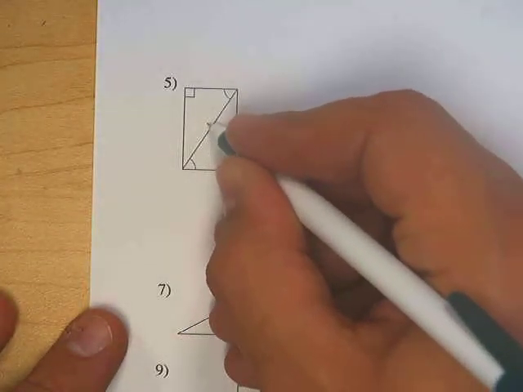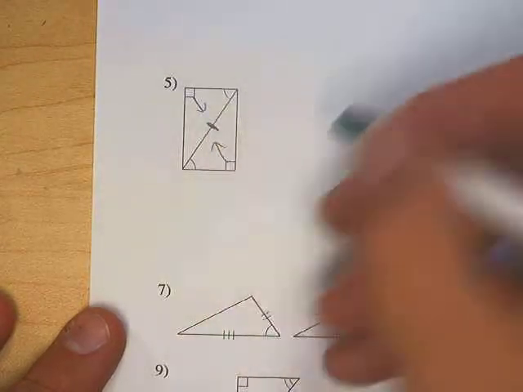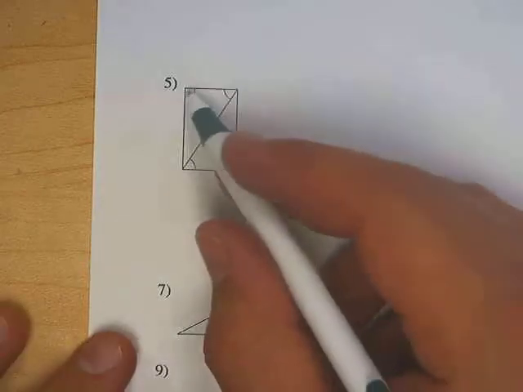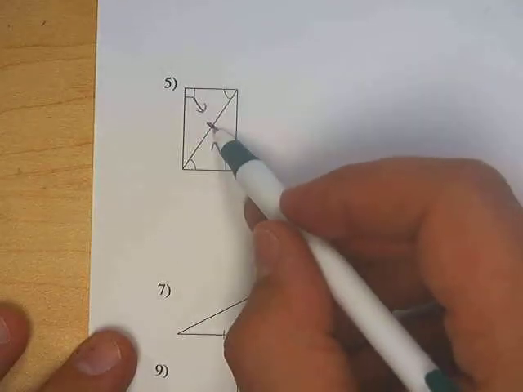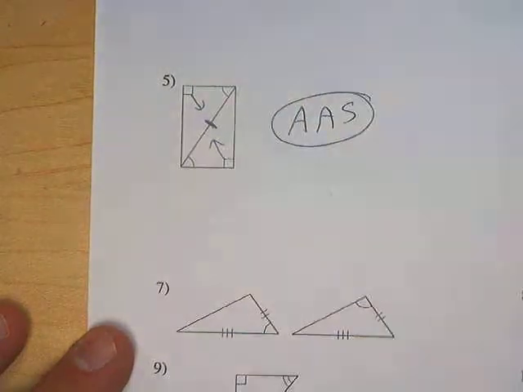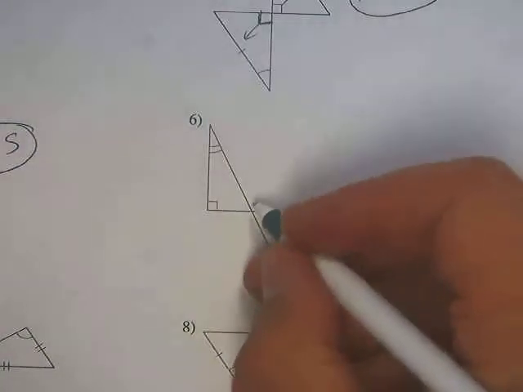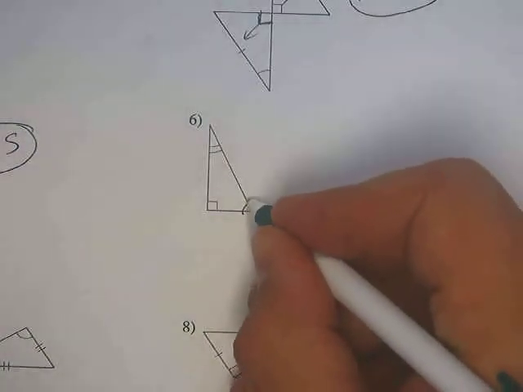Looking at number 5. You can see they have the side between them that's congruent. But again, that is the hypotenuse, but there's no other side that's congruent. So again, we have two angles and the side not between the angles, so it's angle, angle, side. Three in a row. Angle, angle, side. Number 6.